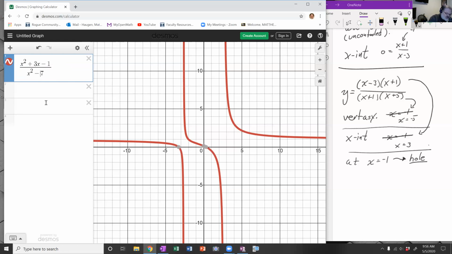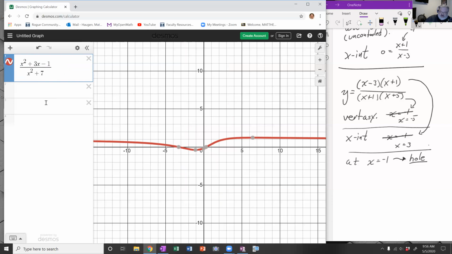Want to see something crazy before I let you go? Change that minus 7 into a plus 7. Where'd the vertical asymptotes go? Why did that happen? Well, when is x squared plus 7 equal to 0? It's never equal to 0. Well, technically, it's the square root of 7i, but that's not on our graph. Fair? So it's never dividing by 0, so it never has that panic effect happening of trying to divide by 0.